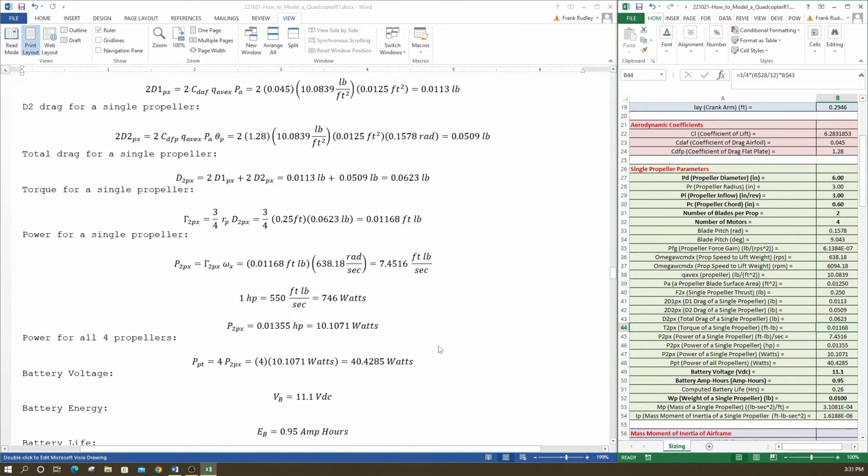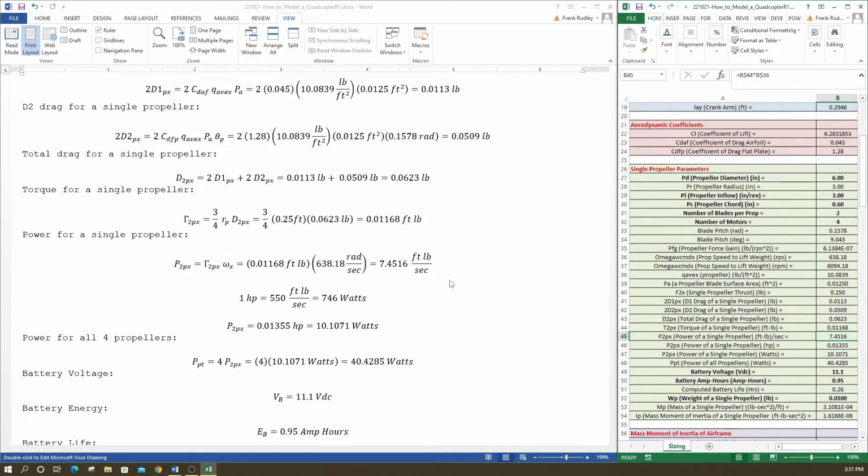So now we could compute the power for a single propeller, which is equal to the torque times the speed. This is the power for a single propeller just to lift the weight. So it becomes 0.01168 foot-pounds times 638.18 radians per second, which is equal to 7.4516 foot-pounds per second. So that's our power in those units.